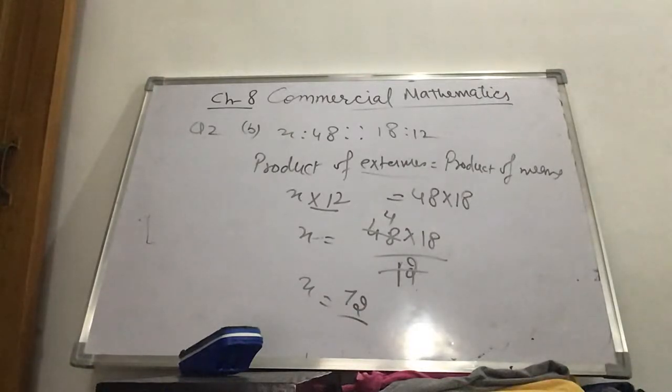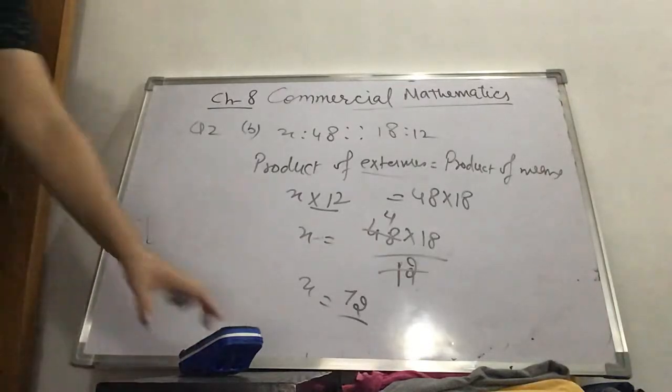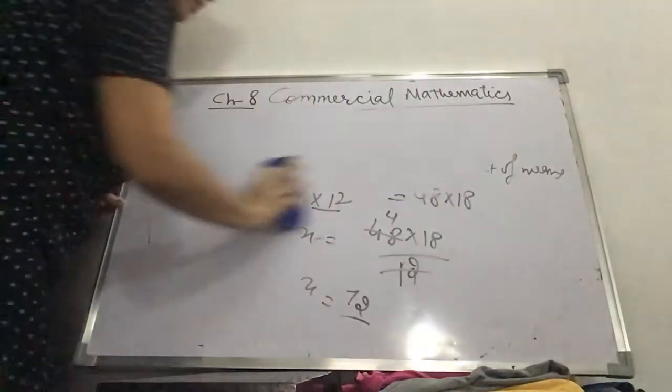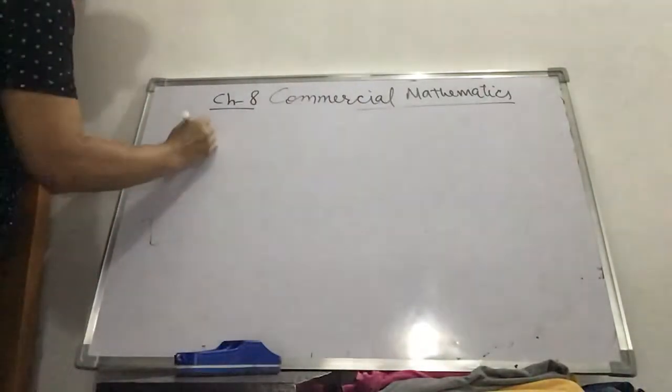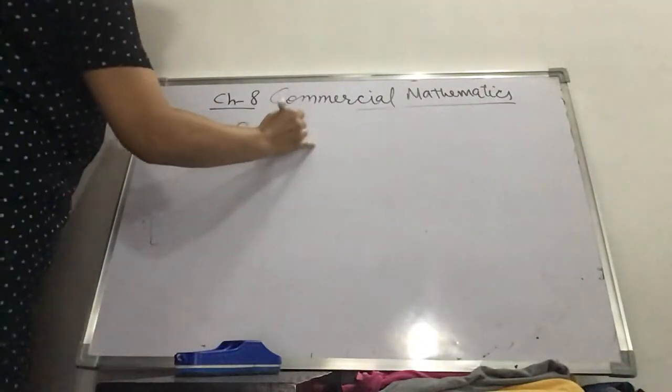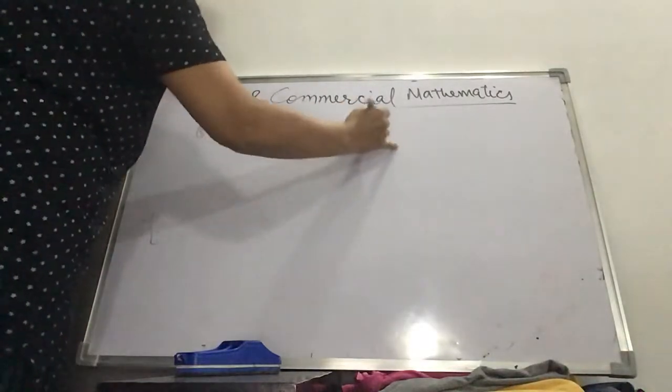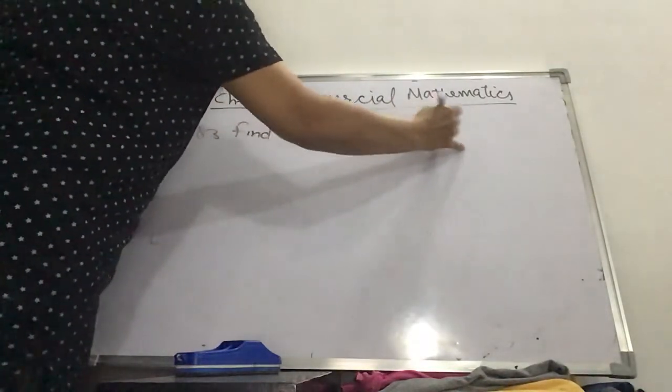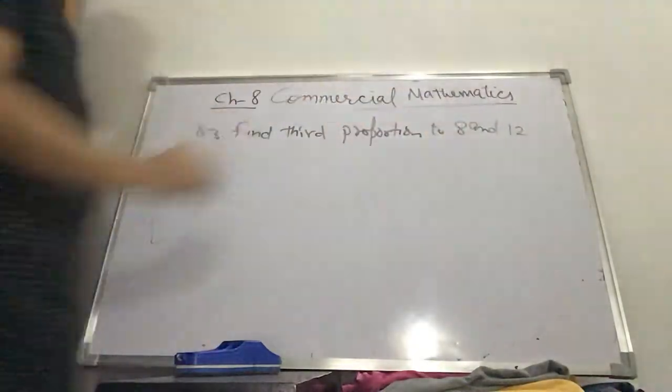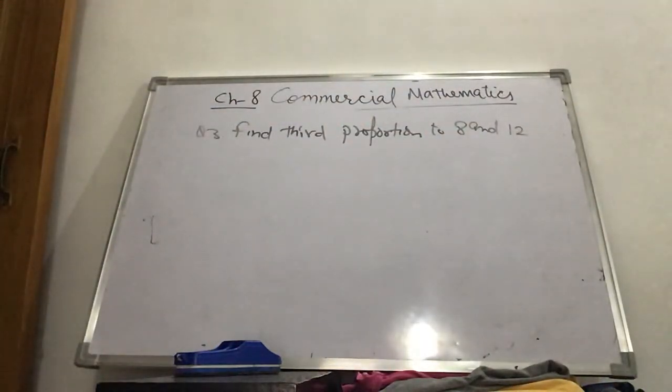Question number 3, find the third proportion to 8 and 12. As I told you earlier, when A, B and C, three terms, are in continued proportion, then C is called the third proportion. C is called the third proportion.